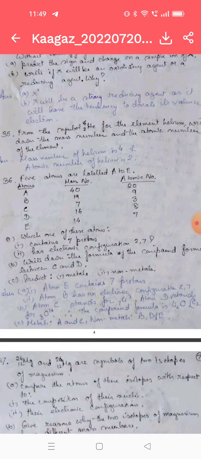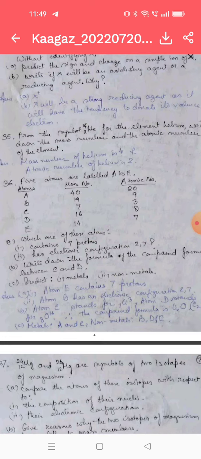Then the second is, which has electronic configuration of 2 and 7. That will be atom B, because 9 is the atomic number, so the electronic configuration will be 2 and 7. Then the third question, the compound which is formed between C and D. C has an atomic number of 3, so its electronic configuration will be 2 and 1. It will give away that 1 electron to form the duplet.